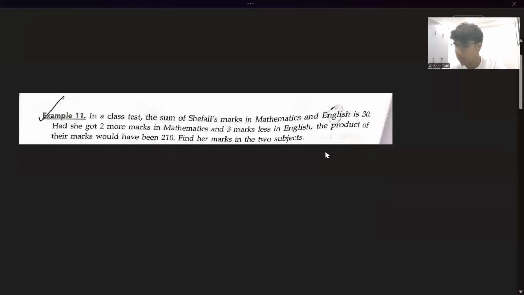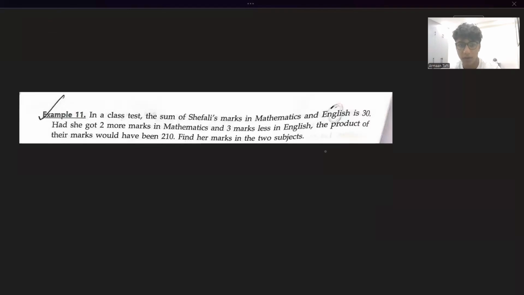So the first question says that in a class test, the sum of Shefali's marks in mathematics and English is 30. Had she gotten 2 more marks in mathematics and 3 marks less in English, the product of her marks should have been 210. Find her marks in the two subjects. So the first thing you always do, you see what the question is asking you to find. It's asking you to find her marks in the two subjects. Okay. So now they've told you that Shefali's marks in mathematics and English is 30.